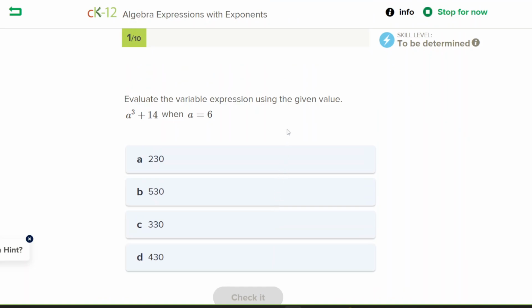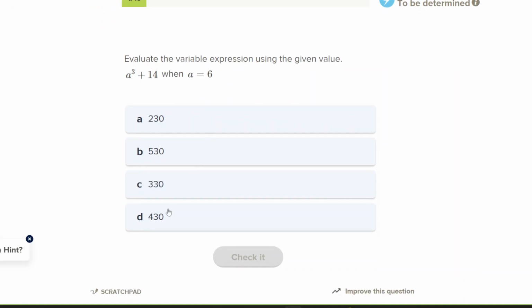All right, so we're going into now evaluating an expression, finding the value of an expression when I plug in a certain value for a variable. So here we're asked to evaluate the variable expression using the given value. The variable expression is a to the 3rd power, or a cubed, and then afterwards plus 14, when the value of a is 6.